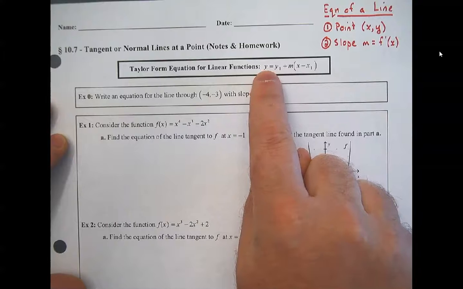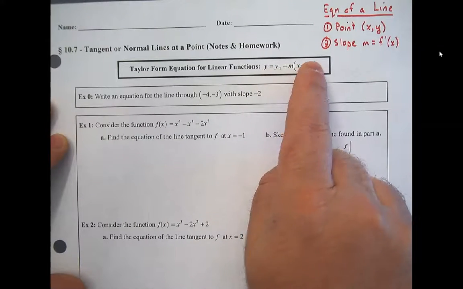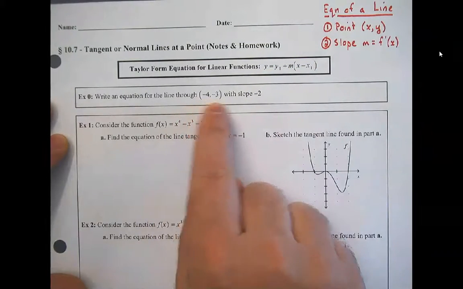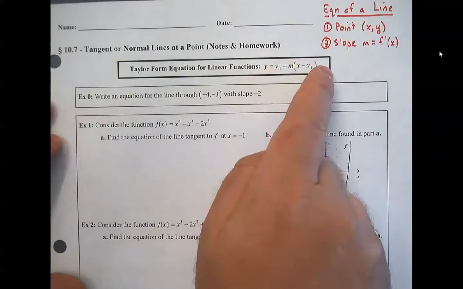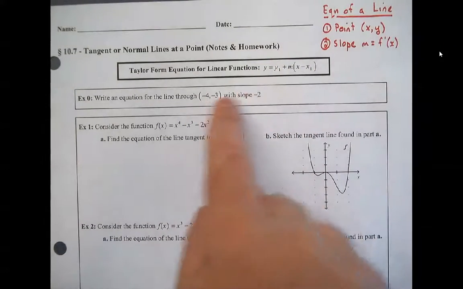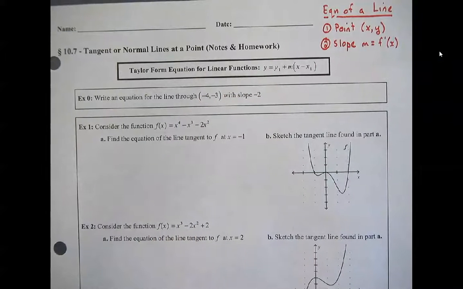So let's see if you could do this one on your own. Here's Taylor form. Your point is at -4, -3. Your slope is -2. Plug and chug. What would your equation look like given those two pieces of information? Check in with a friend. See what your friend thinks. I'll give you a hint. The y should stay as y, and the x should stay as x. Everything else should change. Let's go. Give it a try. Come on, friends. We're just plugging and chugging.